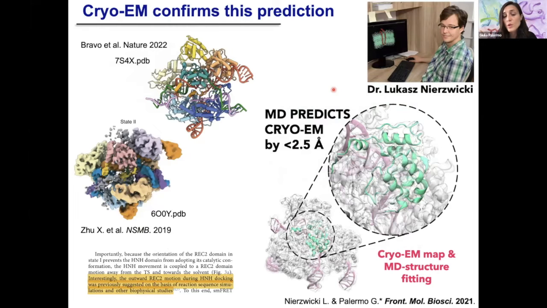And we found that there was a predicted error between the cryo-EM map and the atomic structure that we predicted, which was very low, which was actually a very good achievement for molecular dynamics simulations, I think.